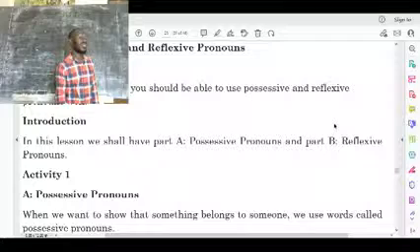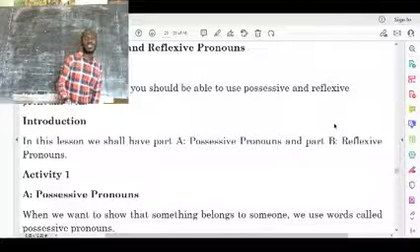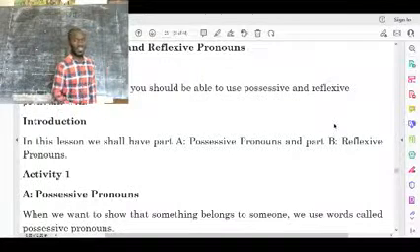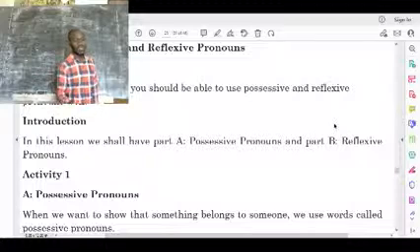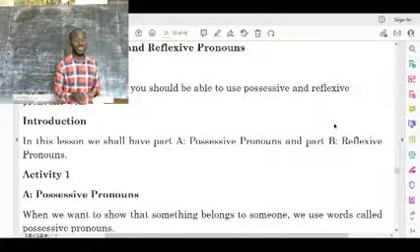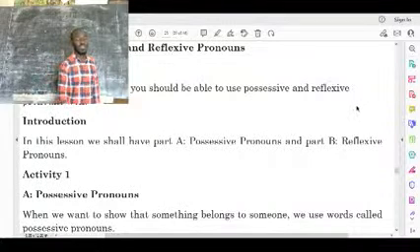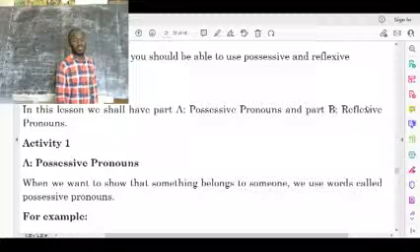Before we go to defining things and going into depth, let us first look at our lesson outcome. What are you expected to have gained out of this lesson by the end of it? By the end of the lesson, you should be able to use possessive and reflexive pronouns very well. You get that? So that is what we are expected to do. After this lesson, you will be able to apply these reflexive and possessive pronouns. But we are going to narrow down to just the possessive pronouns in this lesson.